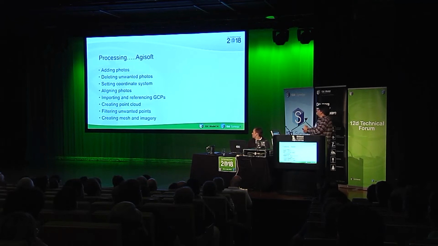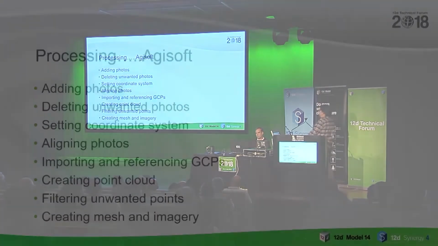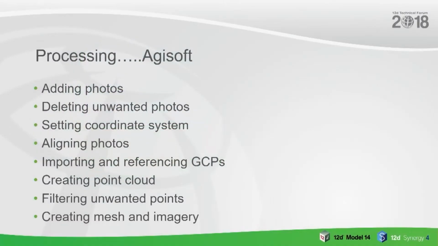Right, so with the processing side of it, these are the steps you'd use. You'd firstly add the photos, delete unwanted photos, set up your coordinate system, align the photos, import and reference the things, and so on. So what I'll do is just quickly take you through some of these options.